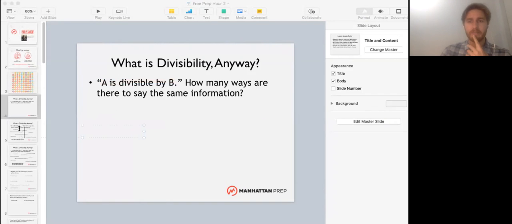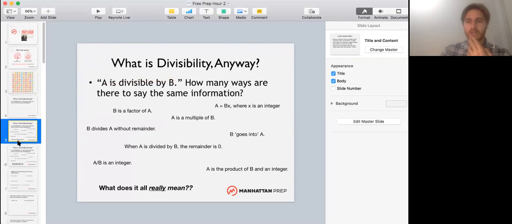Here's what I got. This is about all I could come up with. But they all mean the same thing. A is a multiple of B, B is a factor of A, B divides A without remainder. When A is divided by B, the remainder is 0. More informally, the GMAT won't use this, but A equals B times X, where X is an integer, A over B is an integer. It's all the same thing. It all means A is divisible by B.